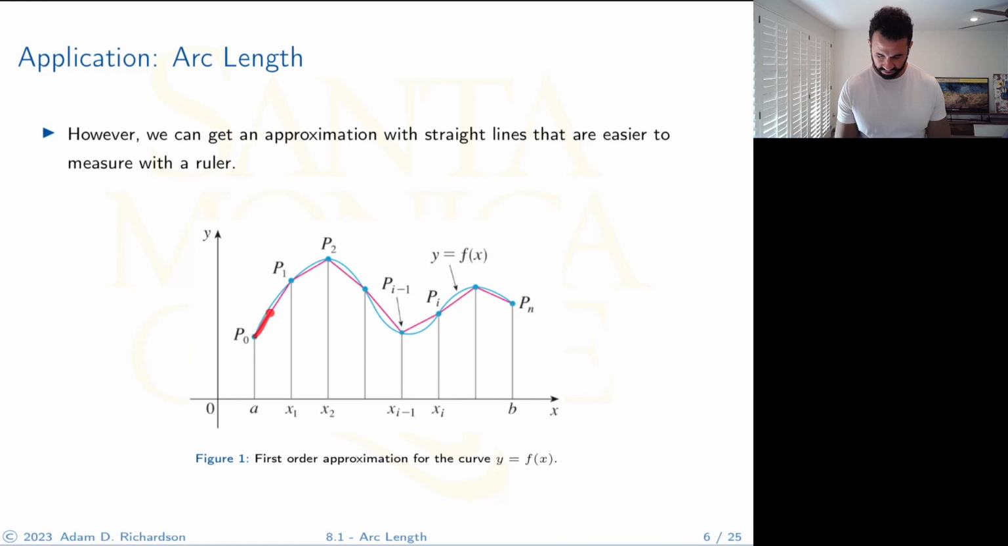So on this interval, this line right here is the approximation of the curve, and then this line, and then this line, and so on. And we got an approximation of the curve. It's just kind of jagged and straight. It's not very exact, right? But it is an approximation. And the good news is that straight lines are easy to measure with a ruler. We just need to find their length, right?